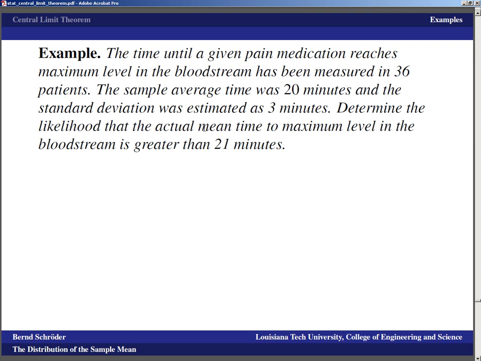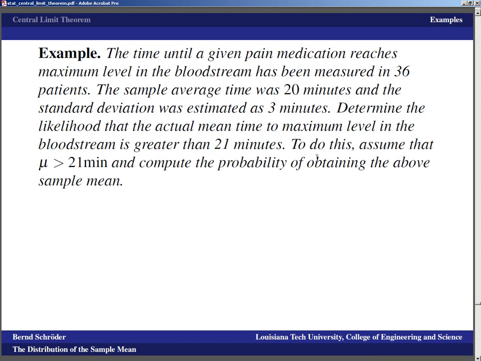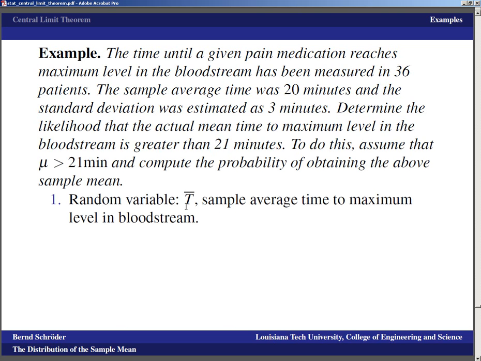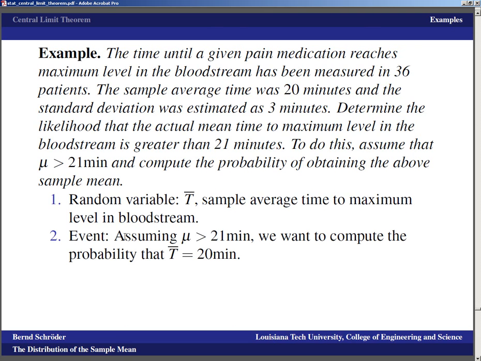I want to determine the likelihood that the actual mean time to maximum level in the bloodstream is greater than 21 minutes. Well, to do this, I would assume that the actual mean is 21 minutes, or greater than 21 minutes, and compute the probability of obtaining the above sample mean. So my random variable is the sample average time to maximum level in the bloodstream. If we're assuming that the mean is greater than 21 minutes, we want to compute the probability that t bar is 20 minutes.